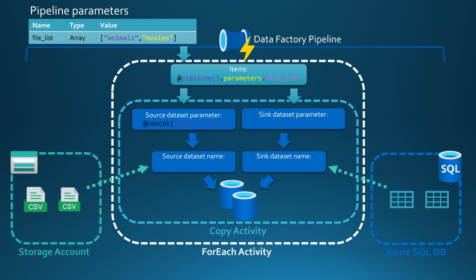And for our sink dataset, it is enough just to use the item reference, since we are not going to add any prefixes or suffixes to our table names. And after this, we have configured everything in order to copy those 2 CSV files from the storage account to the SQL database. So let's go back to the Data Factory and configure these things there.